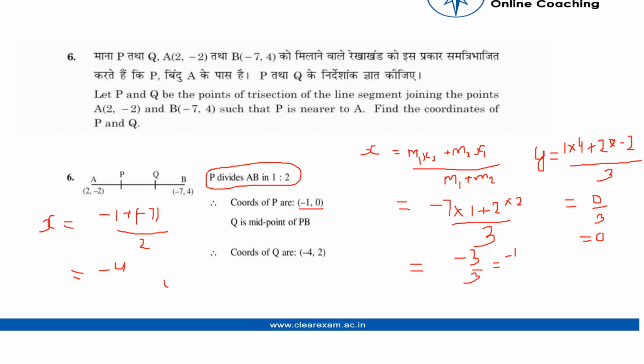And similarly the y coordinate of point Q equals (0 plus 4) by 2, which is equal to 2. So the coordinates of point Q are (-4, 2).